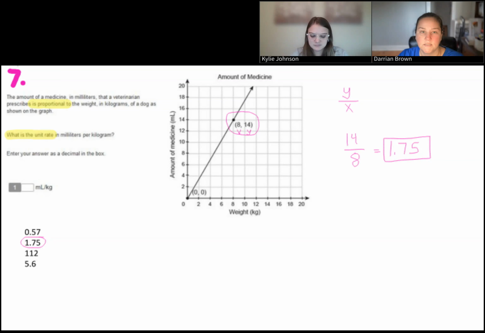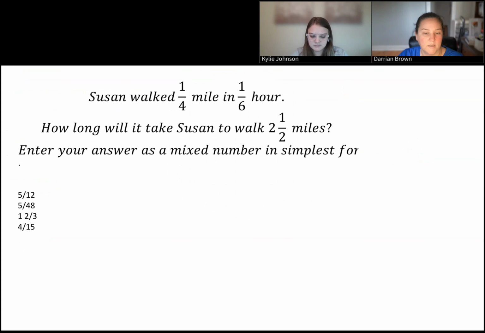Okay. Going on to the next problem. This will be our last problem for today. This is slide 9. This will be like number 8 on your test. All right. So this question says, Susan walked 1/4 mile in 1/6 of an hour. How long will it take Susan to walk 2.5 miles? Enter your answer as a mixed number in simplest form.